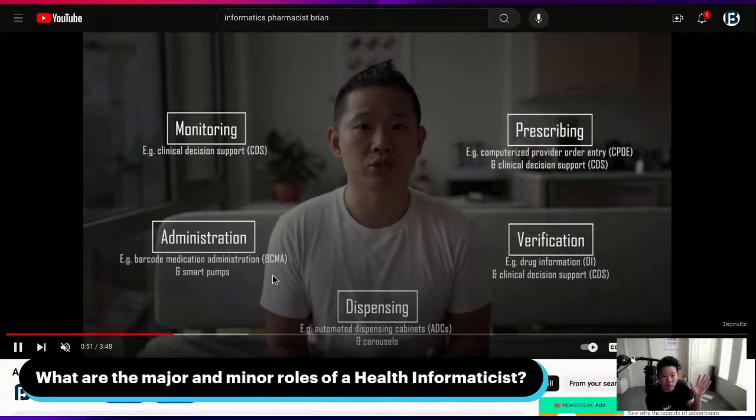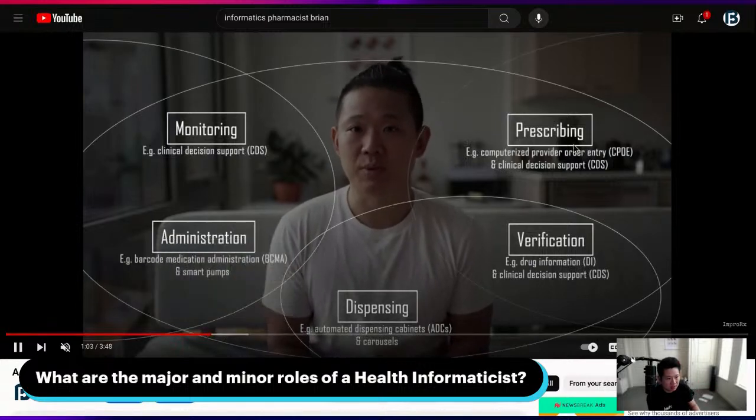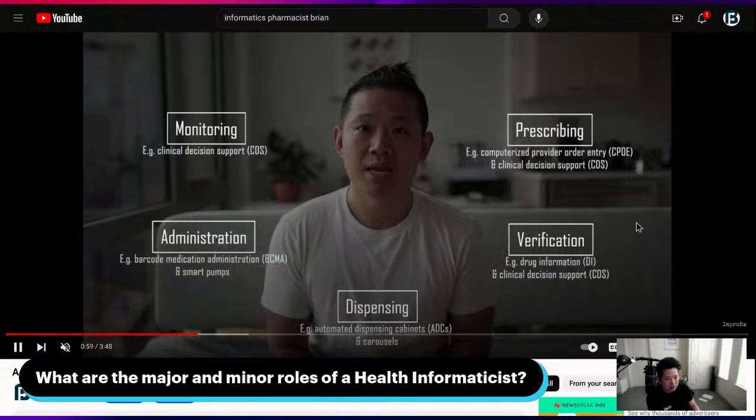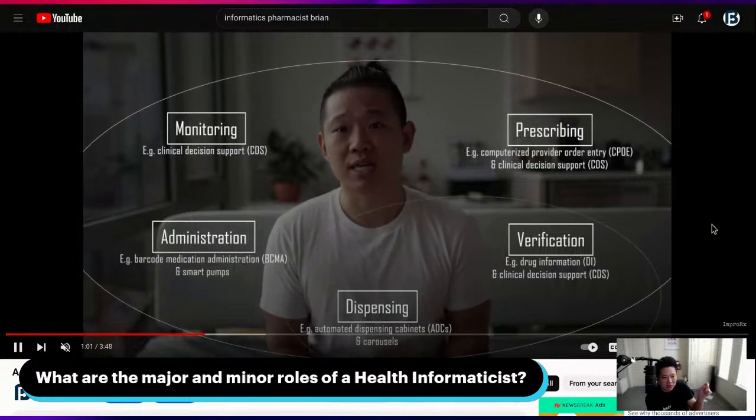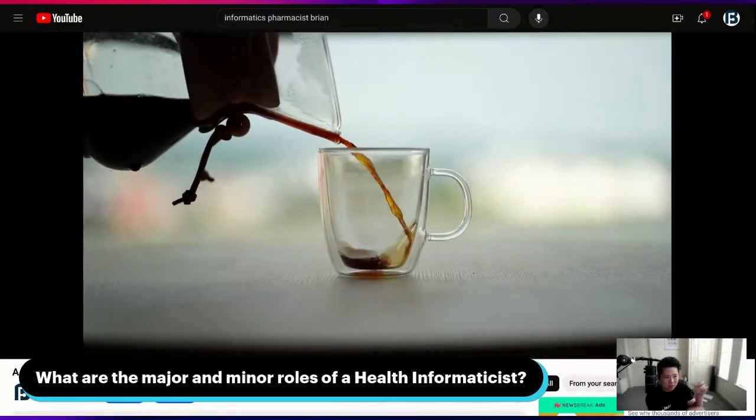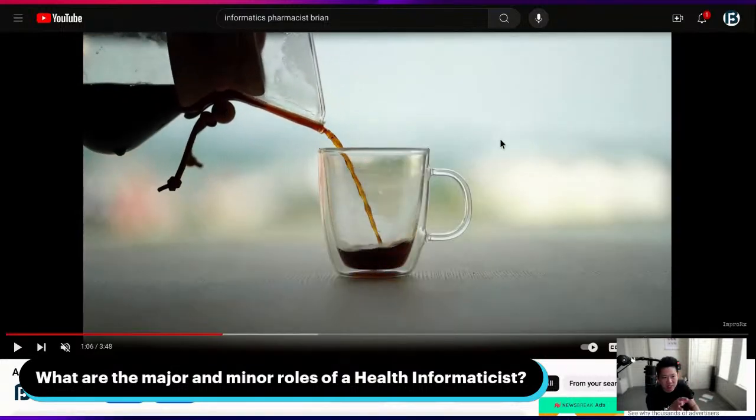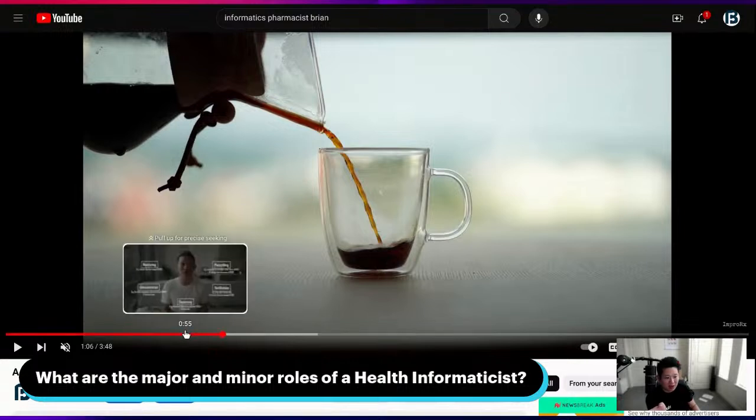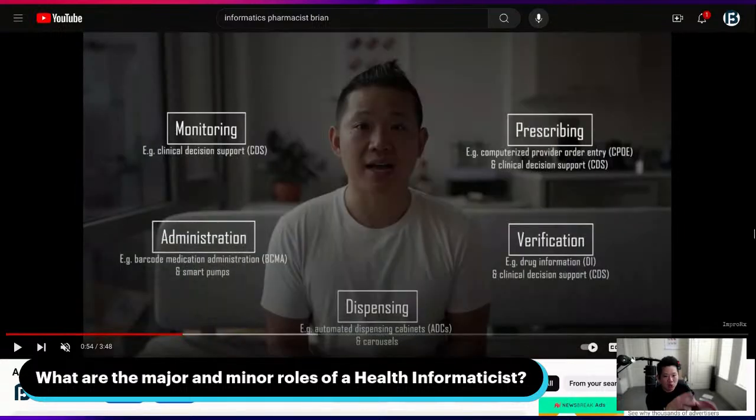Whatever role you have, it could be major or minor. It really depends because whoever hires you may have you do parts of this, all of it, or some different combination of it. But every role that you have will likely revolve around one of these key parts of the medication use process. That's probably the best way of thinking about it.